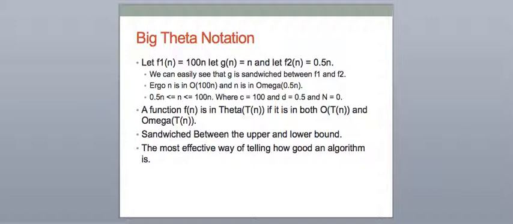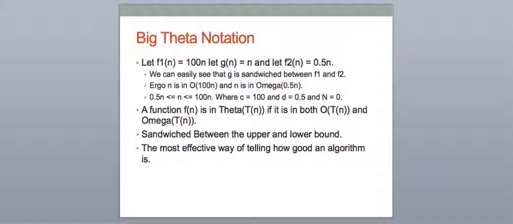So from above, we can say that n is in theta of n because it is in both omega of n and big O of n. Theta is the best way to tell how good an algorithm is, because it contains information about both the upper and lower bound. n is not in theta of n to the 20 because n is not in omega of n to the 20, whereas above, when we talked about big O notation, we could say that n was in big O of n to the 20.